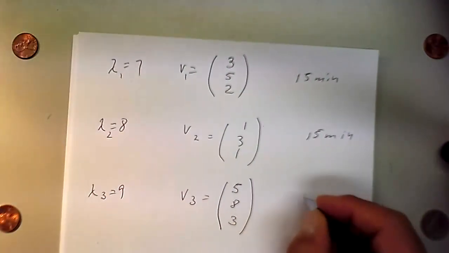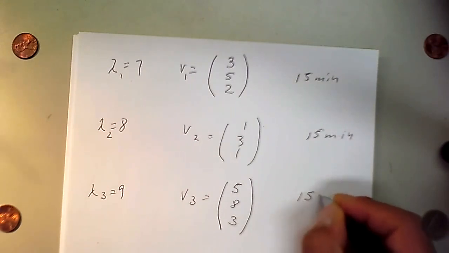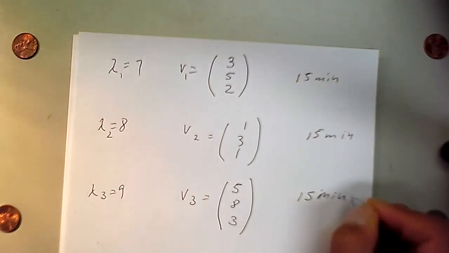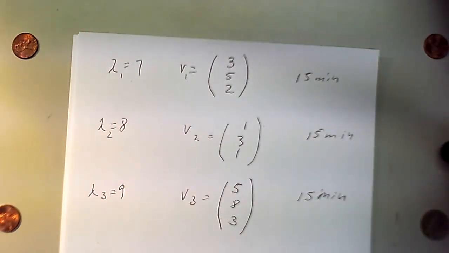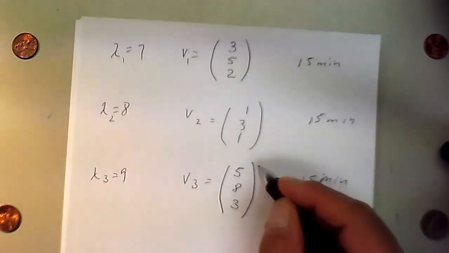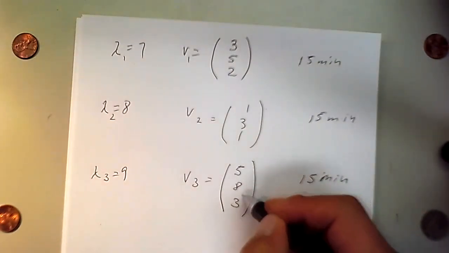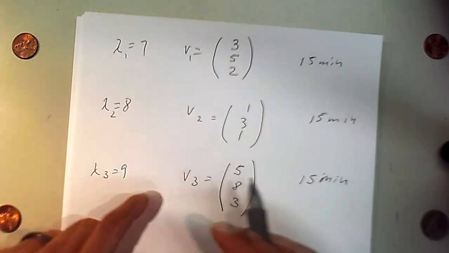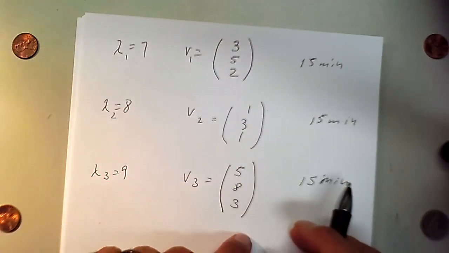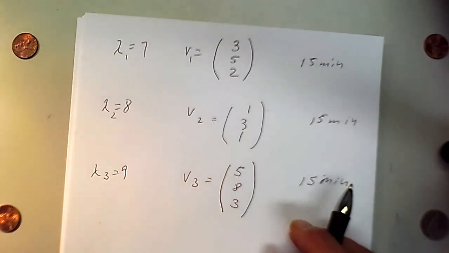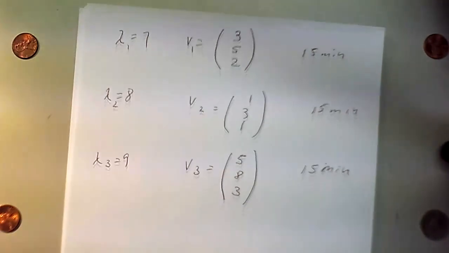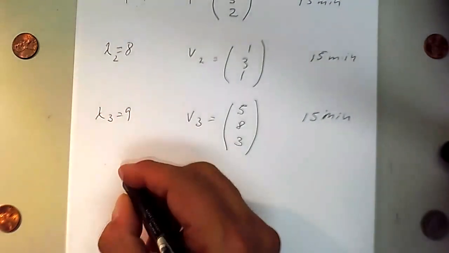And then maybe another 15 minutes here. And that probably takes into account mistakes, because you want to double check. We want to multiply the original matrix with this vector to make sure we actually end up with 9 times this vector. All right.